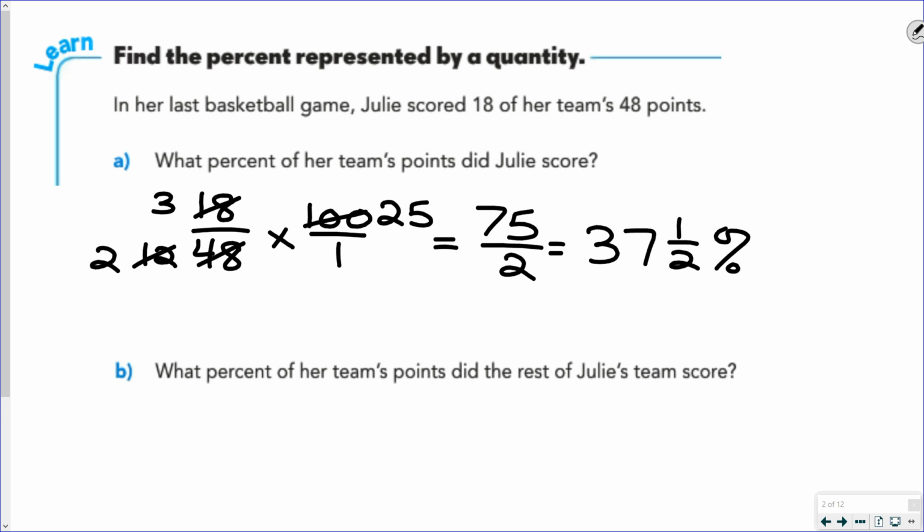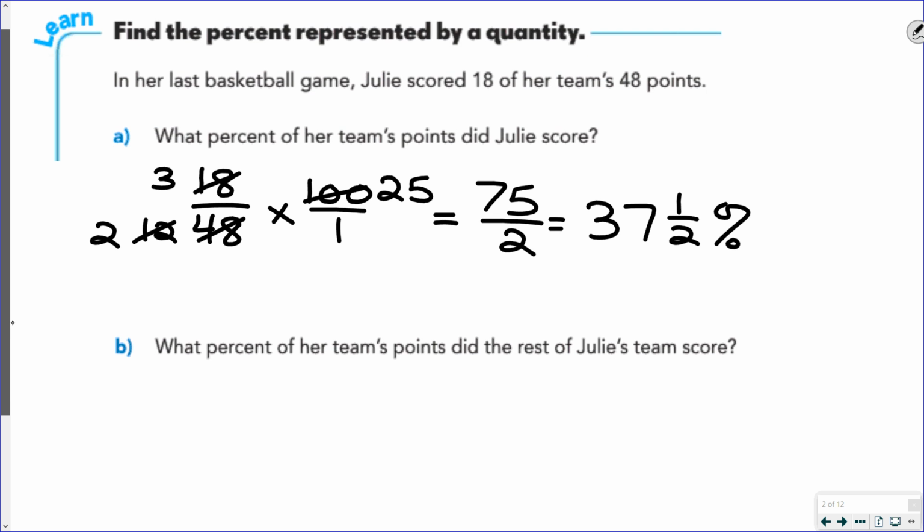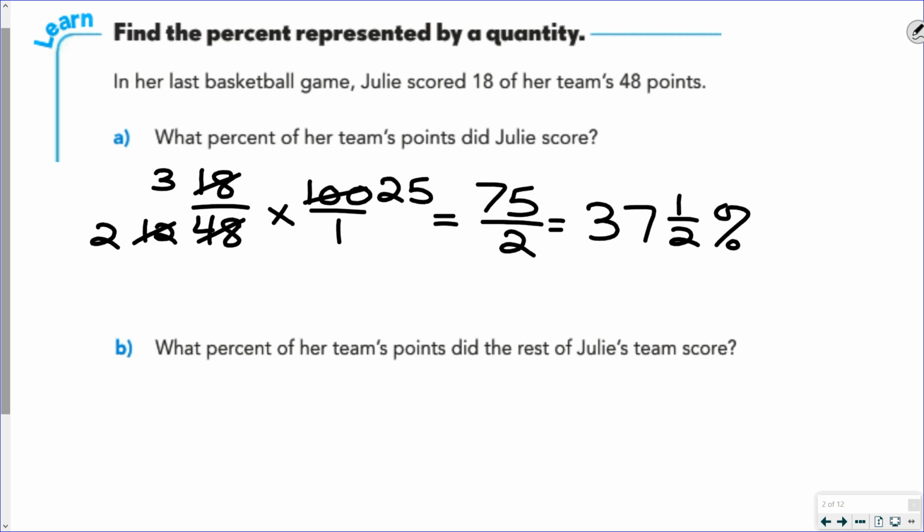And then for part B, it says what percent of her team's points did the rest of Julie's team score? So we've divided this into two categories. You're either Julie or you're not Julie. And since the total percentage of team's points would be 100%, we can subtract Julie's percentage, which would give the team a percentage of 62.5%.